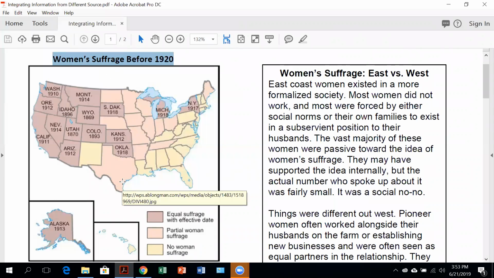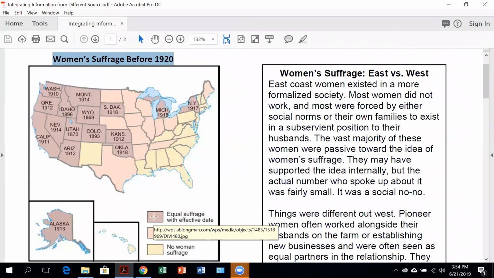So we can see these various colors stand for various things. There's no women's suffrage in this color. There is partial women's suffrage in this color. And there's equal suffrage, in other words, women can vote along with men, and the date that happened with this color. So kind of the darker to the lighter, we're seeing equal suffrage, some suffrage, no suffrage.